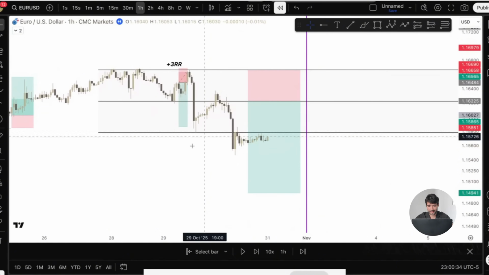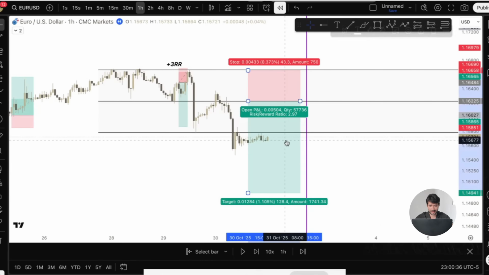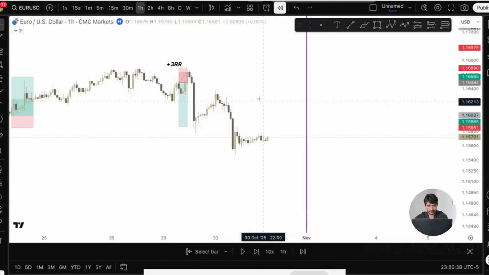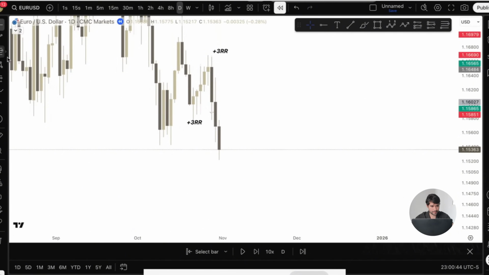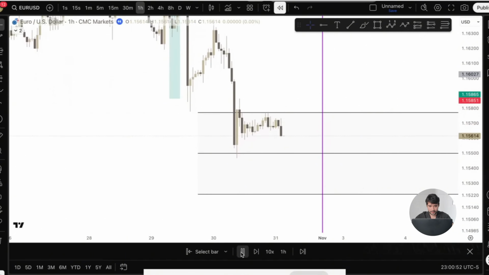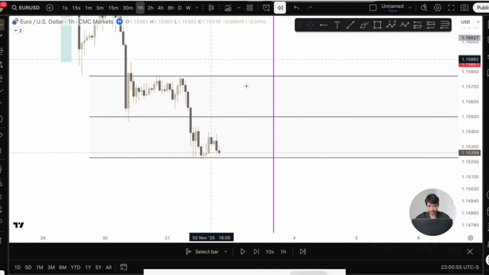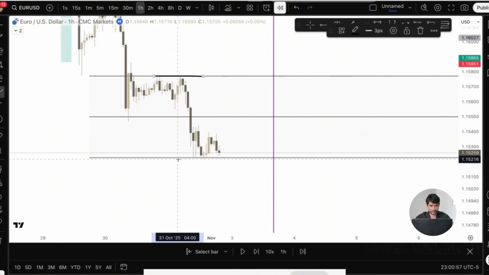Okay, so we do not get an entry. It did not hit our entry in time, so we're gonna have to delete this position. Come back to the daily and outline that next range here. It's gonna be right here. Go to the hourly. We'll let the range finish out here. Okay, perfect. So this is going to be our range right here from high to low.